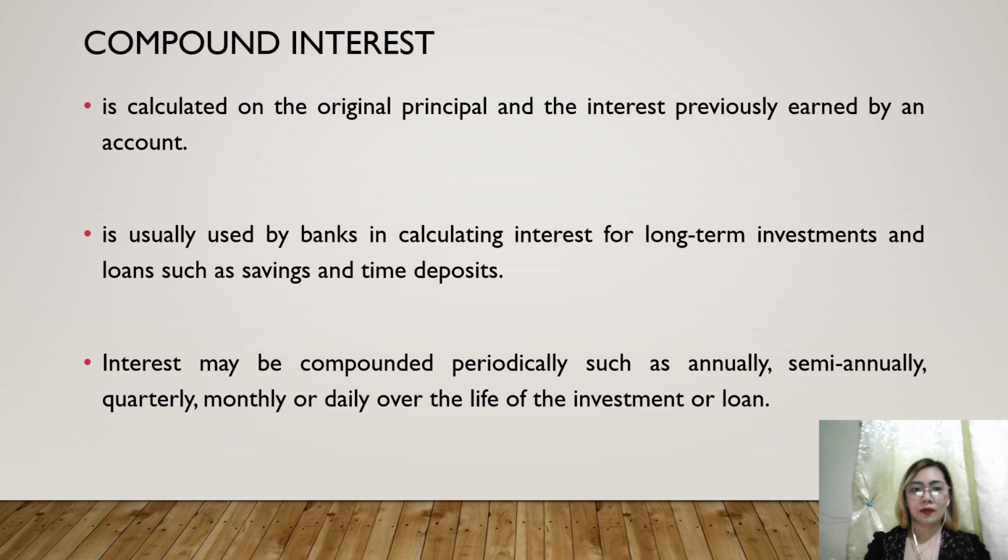Okay? Compound interest is calculated on the original principal and the interest previously earned by an account. It is usually used by banks in calculating interest for long-term investments and loans such as savings and time deposits. Interest may be compounded periodically such as annually, semi-annually, quarterly, monthly, daily over the life of investment or loan.